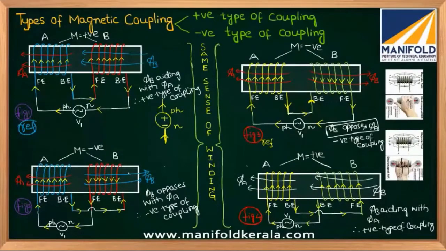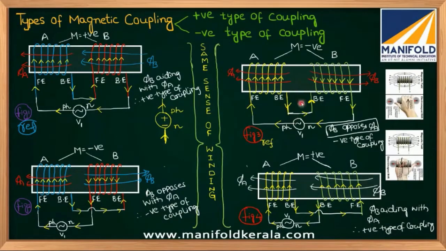So please try to see, I think we explained one note. What is that note? For the same sense of winding, you can use figure number 1 and figure number 2, or figure number 3 and figure number 4. Figure number 1 and figure number 2 have the same sense of winding. Figure number 3 and figure number 4 have the same sense of winding. Though sense of winding is same, type of coupling can be changed by changing the direction of current.